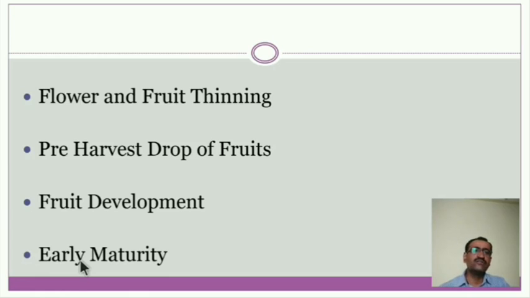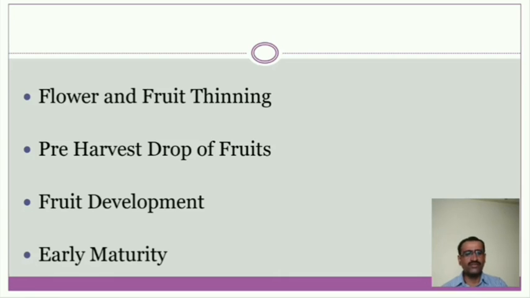So in this way we can apply growth regulators, and with the help of growth regulators early maturity can be enhanced or induced in the fruit, and with the help of that we can produce more fruit for the early market.